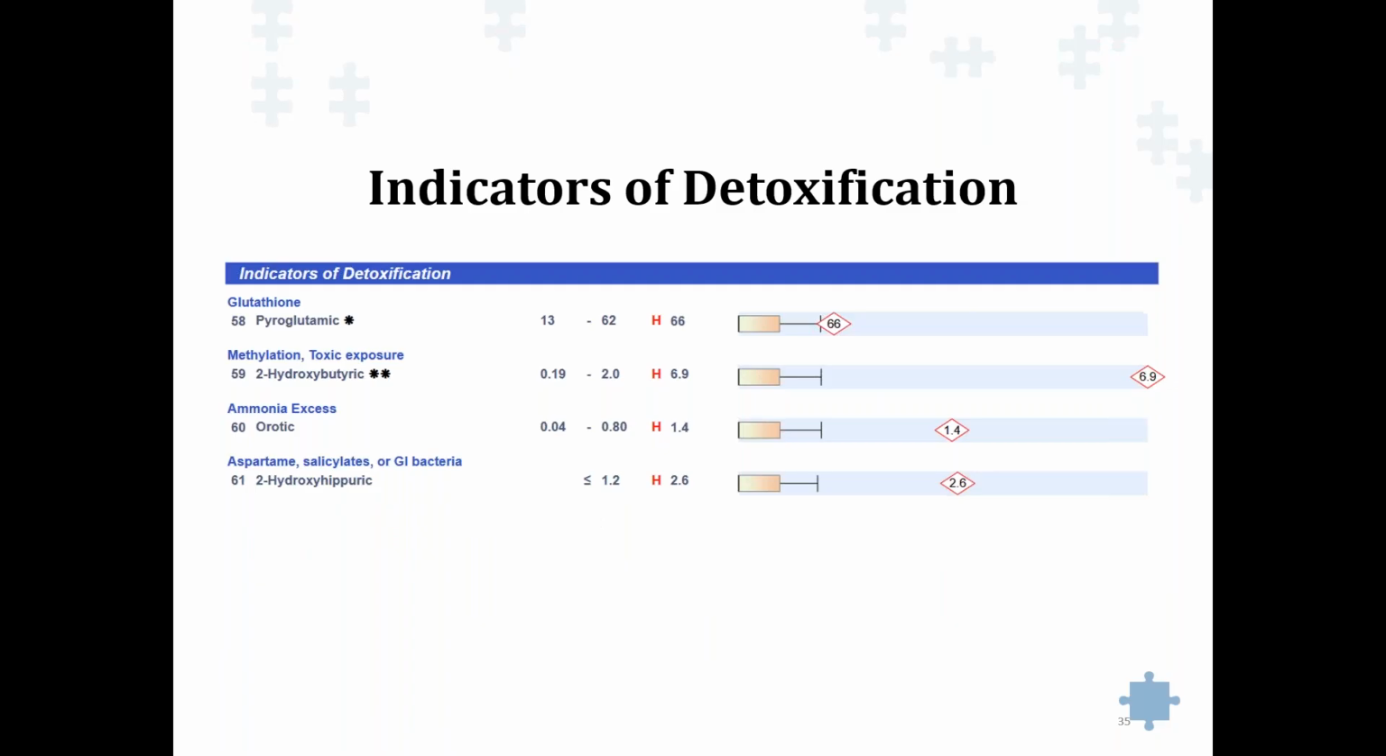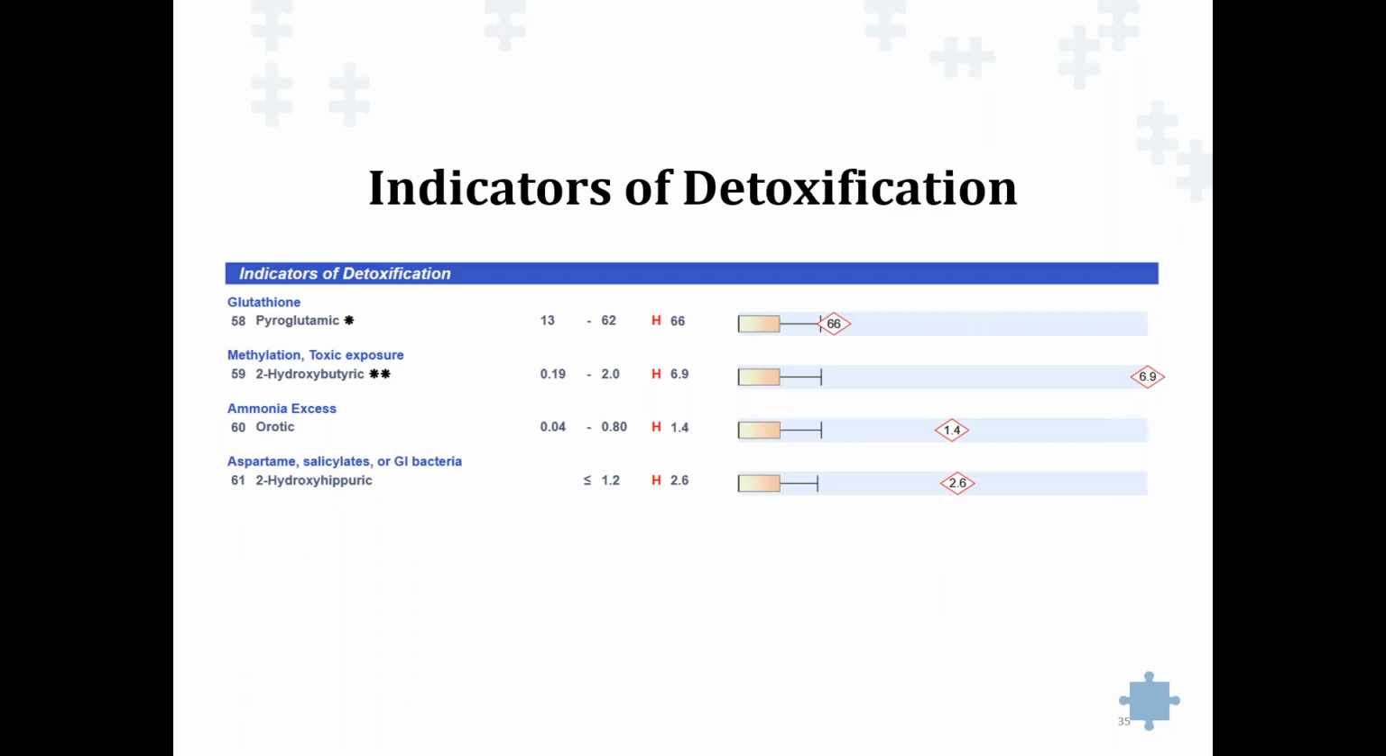Under the indicators of detox, we've got a couple of markers high, well, all of them are high actually. The orotic is linked to ammonia excess. 2-hydroxyhippuric, most commonly at that level, is probably coming from intestinal bacteria. I don't get that excited about a level that high. I think the orotic ammonia excess, again, probably from intestinal bacteria. The two I want to focus on are the pyroglutamic and 2-hydroxybutyric, and notice they both have an asterisk.